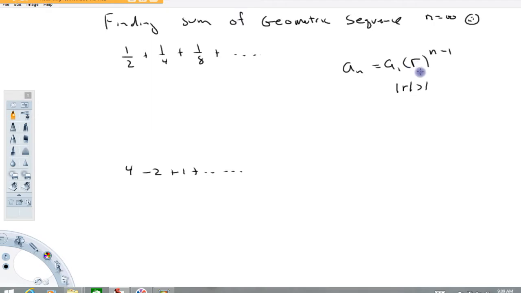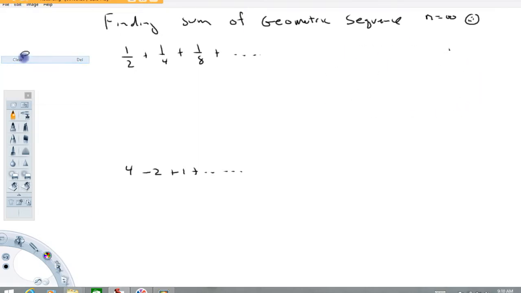The sum of a sequence like this will only have an answer when the absolute value of r is strictly less than 1. Equals 1 doesn't cut it either, because if I had a 1 here, you'd be adding a1 plus a1 plus a1 forever, and there's no answer to that. You end up with infinity. So again, we're looking at sequences where the absolute value of r is strictly less than 1.